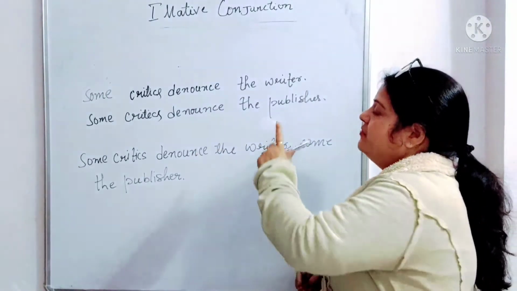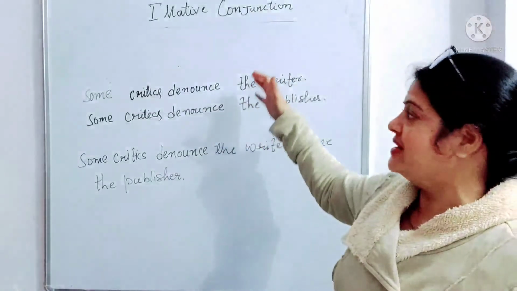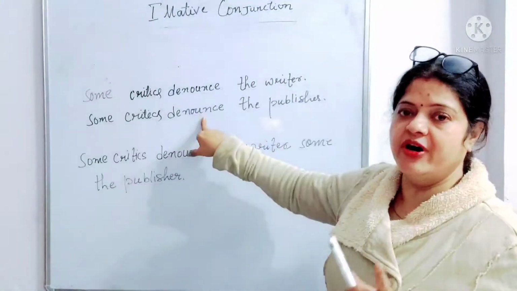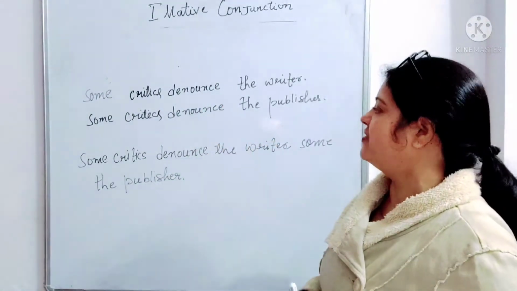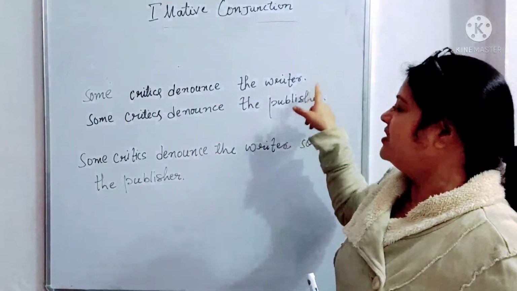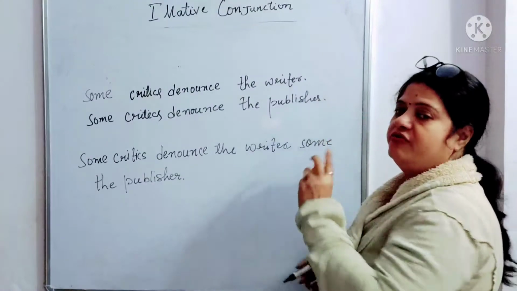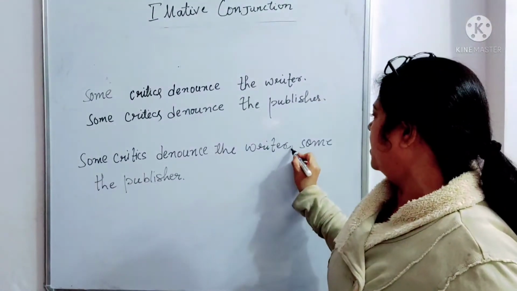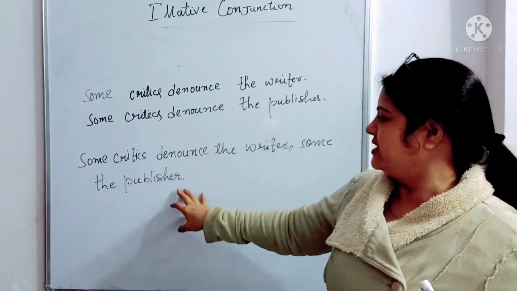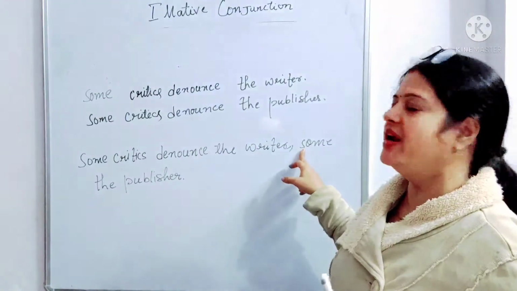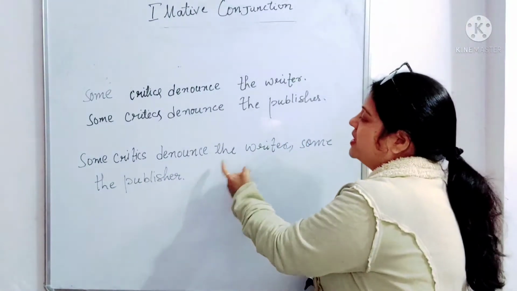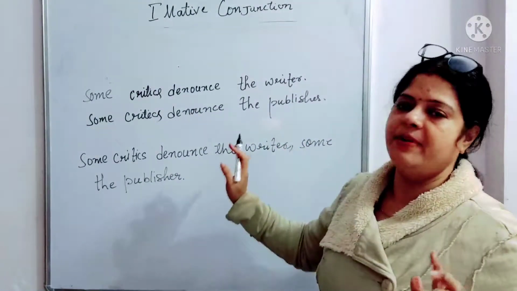So what we'll do is that when we add these two sentences to make one compound sentence, we will not write the second verb. Instead, we will write the first sentence: some critics denounce the writer, and after writing the first sentence or first clause, we will put a comma. After putting the comma, we'll write the second sentence which starts with a small letter, but we will not write the verb. So it would be like this: some critics denounce the writer, some the publisher.